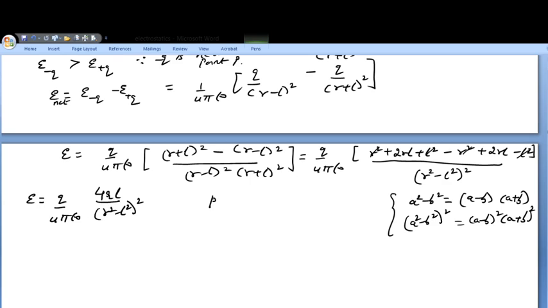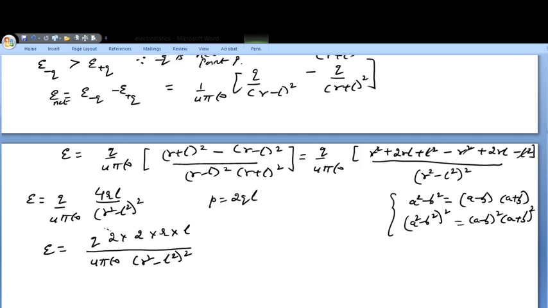But we know that P is equal to 2QL. So I'll write E is equal to 2QL. So I will be writing this as Q into 2 into 2 into R into L. I'm just separating it out so that you understand the steps. Over 4 pi epsilon naught, (R square minus L square) the whole square.